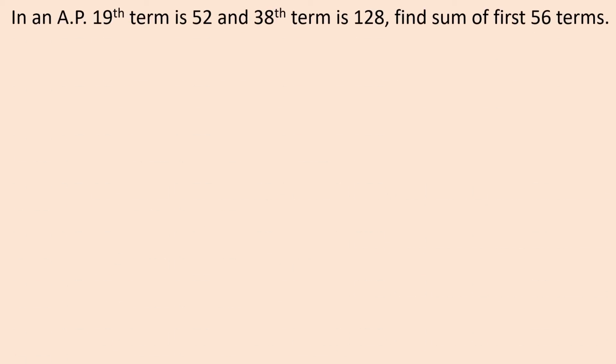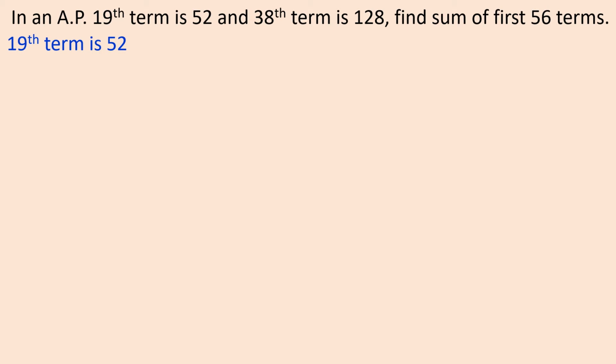In an AP, the 19th term is 52 and the 38th term is 128. Find the sum of the first 56 terms. So let us begin. They have given three parts.